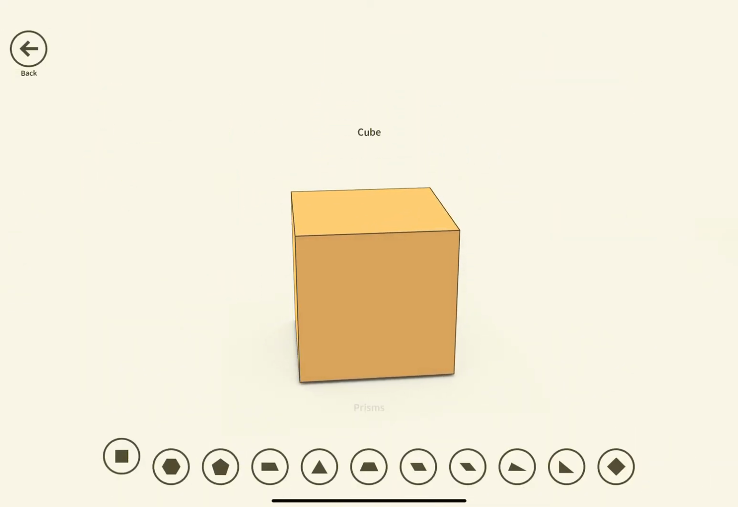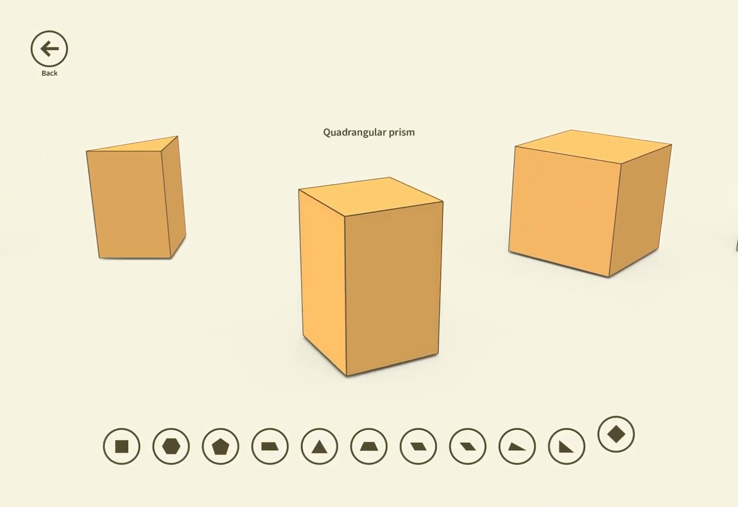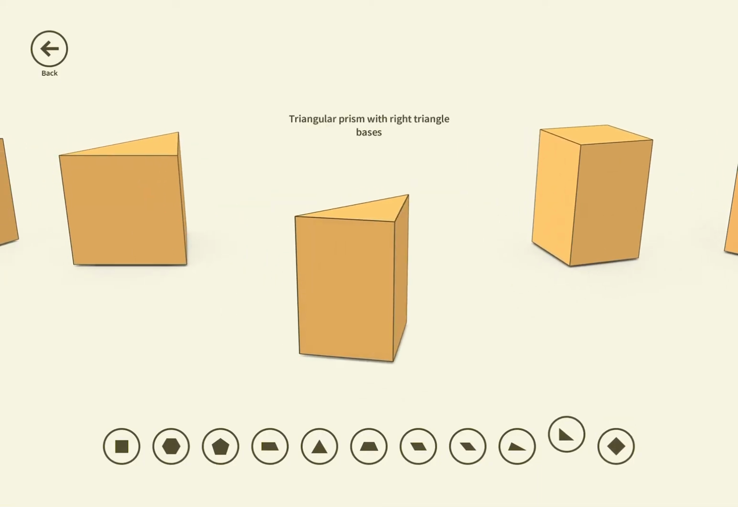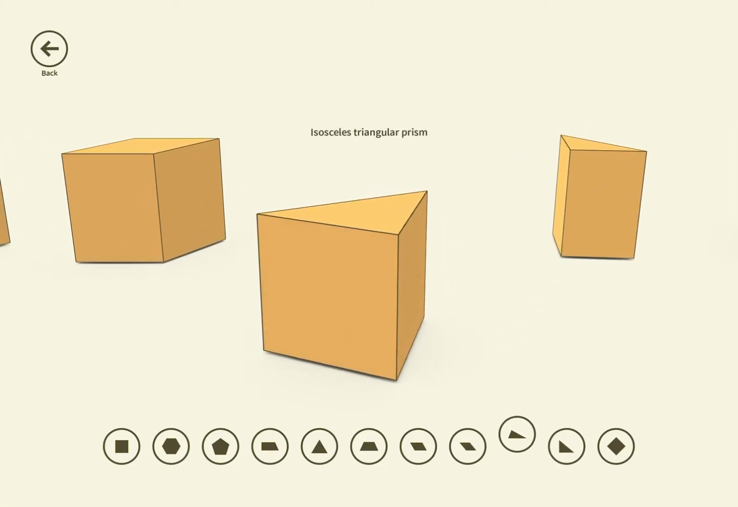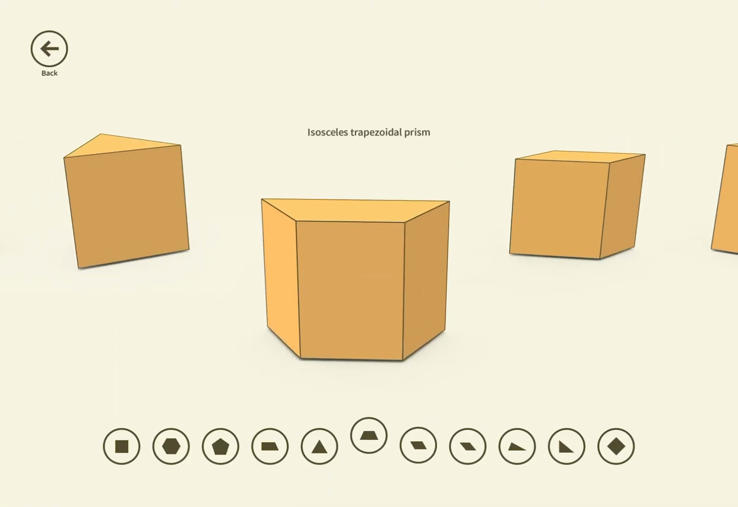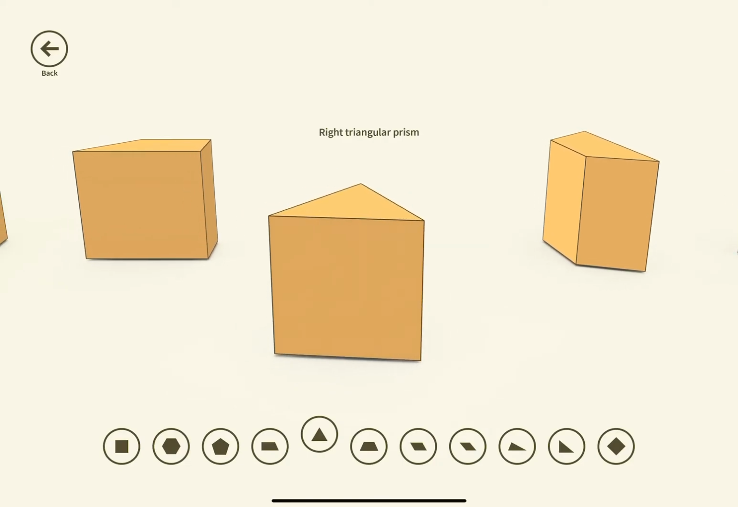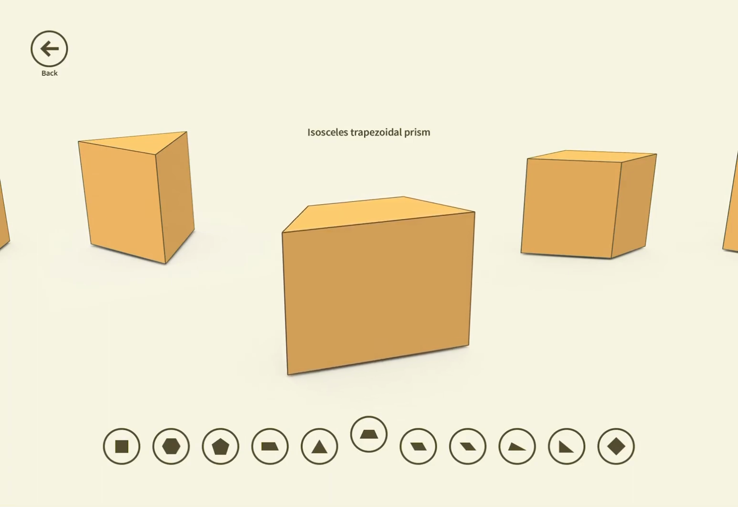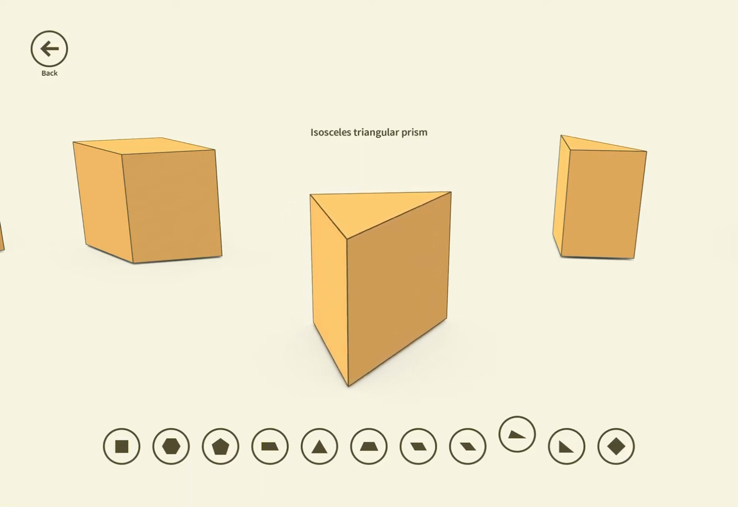Here's prisms. Now these are all different types of prisms. So this is like a rectangular, well, they say quadrangular prism. Good luck saying that. There's a triangular prism with a right angle base, right? Isosceles triangular base prism, right? There's the standard cube, right? Isosceles trapezoidal prism, right? So all of these basically are different shapes along the bottom. And you could see that along the bottom, the little circle is the one that goes up. That's the one we're looking at, right? Here's the isosceles triangular prism. Pretty cool.